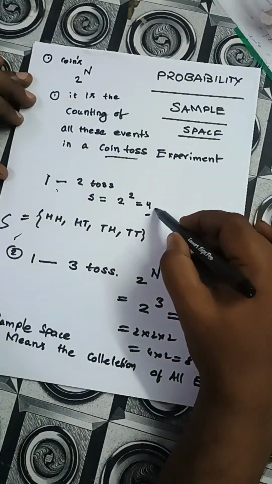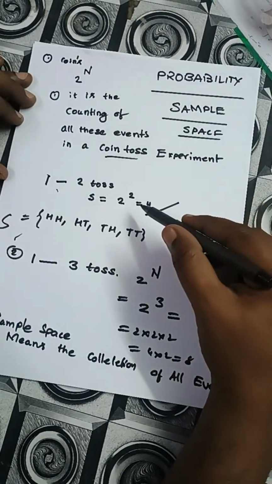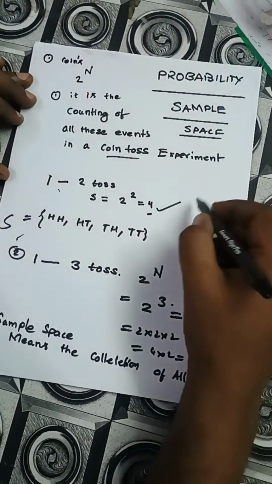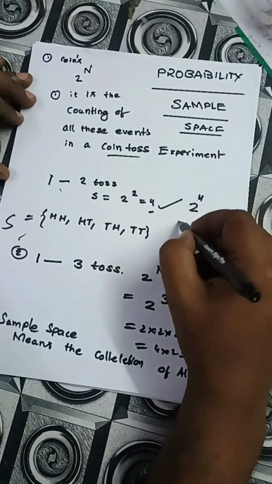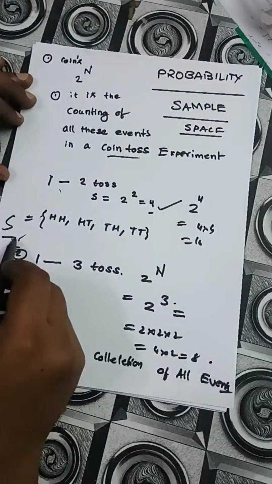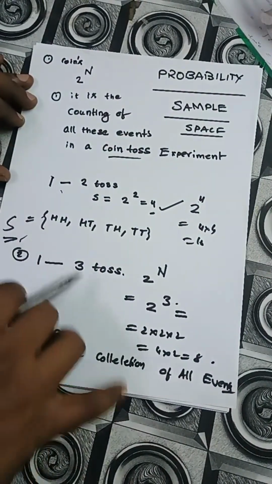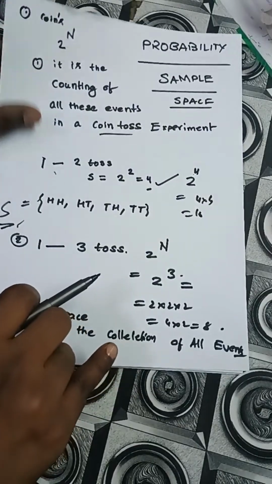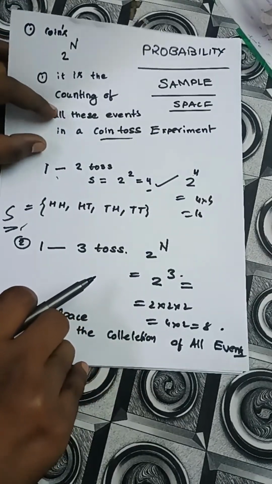We have seen so far that if a coin is tossed 2 times the result is 4, and if a coin is tossed 3 times the result is 8. If we toss a coin 4 times, then it is 4 into 4, you will get 16 as the sample space. Okay, this is the sample space of a probability. So sample space is very important and it will come up in life very much.